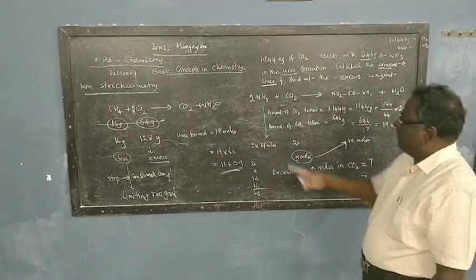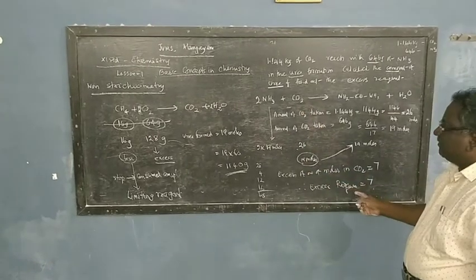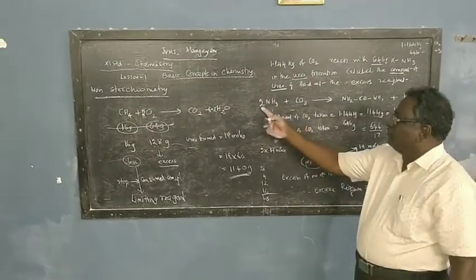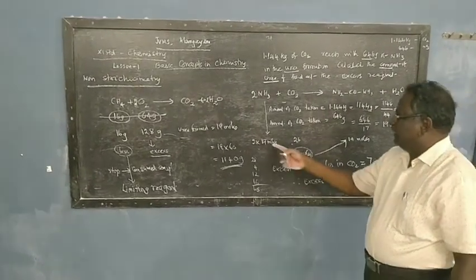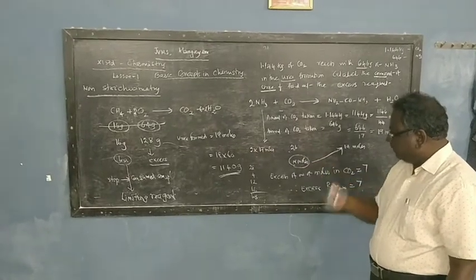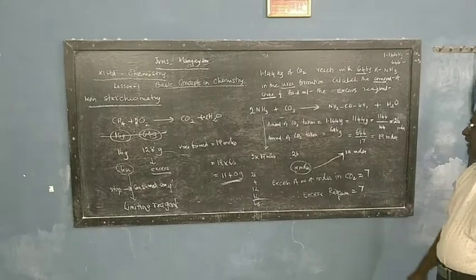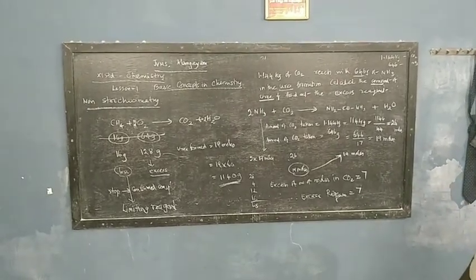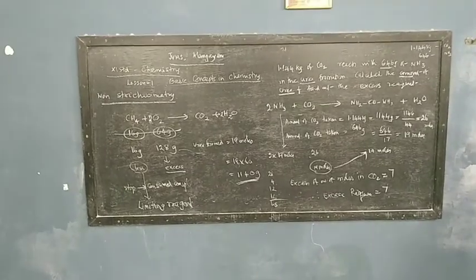Which is the limiting reagent? Ammonia is the limiting reagent. Carbon dioxide is the excess reagent. ஏன்னா இதுல 2 moles react பண்ணா இதுல 1 mole தான் react பண்ணும். அப்ப இதுல 38 moles எடுக்கறாங்கன்னா இதுல 38 molesல இதுல 19 moles தான் react பண்ணும். அப்ப இதுல எவ்வளவு நிக்கும்? 7 moles நிக்கும், right? So this is how we calculate. Okay.